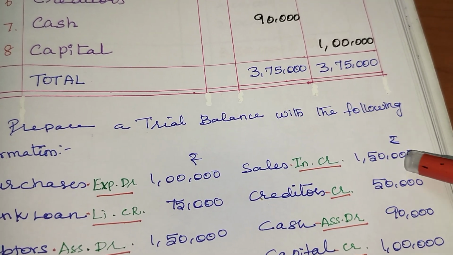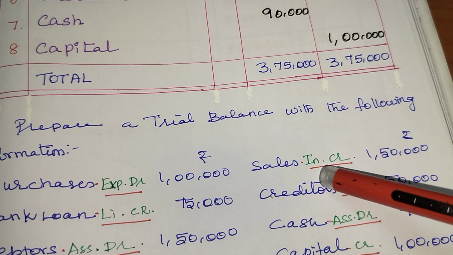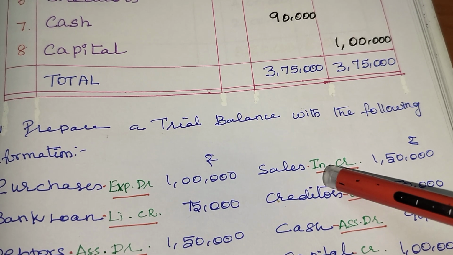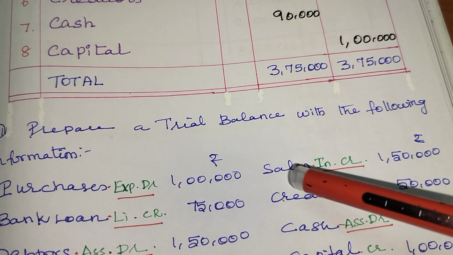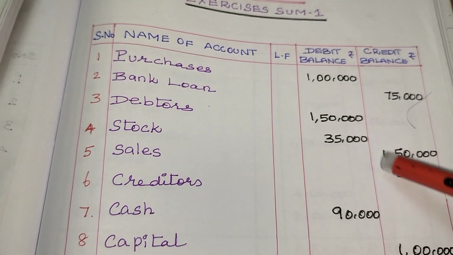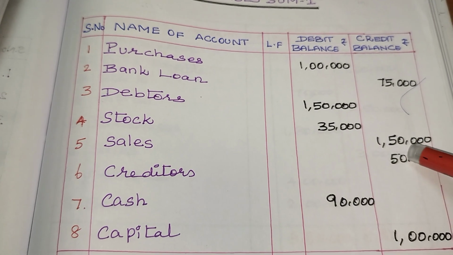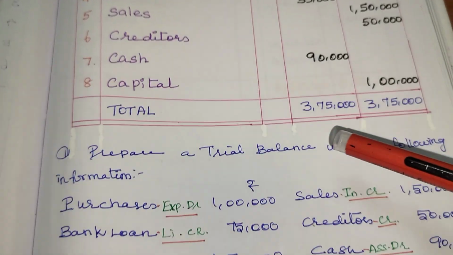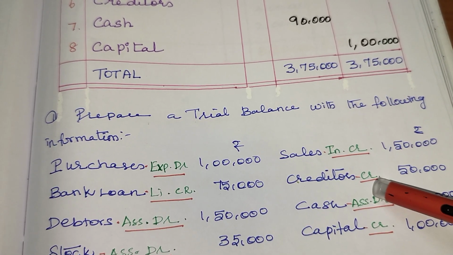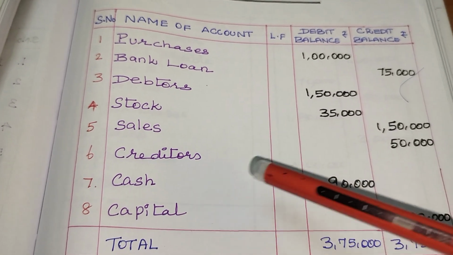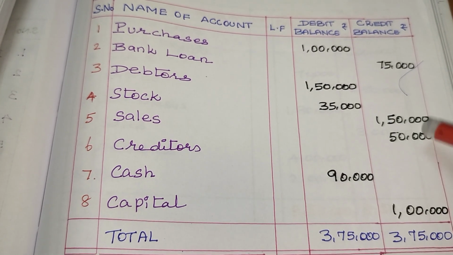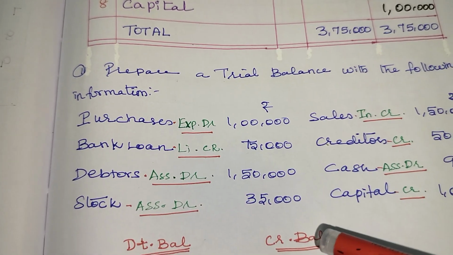Then sales 1,50,000. Sales is the income or revenue of the business. Whenever revenue or income increases, we credit the sales account. So sales account 1,50,000 will be credited, and we entered 1,50,000 on credit balance. Then creditors 50,000. Creditors come under credit balance, so creditors 50,000 will be entered on credit balance.